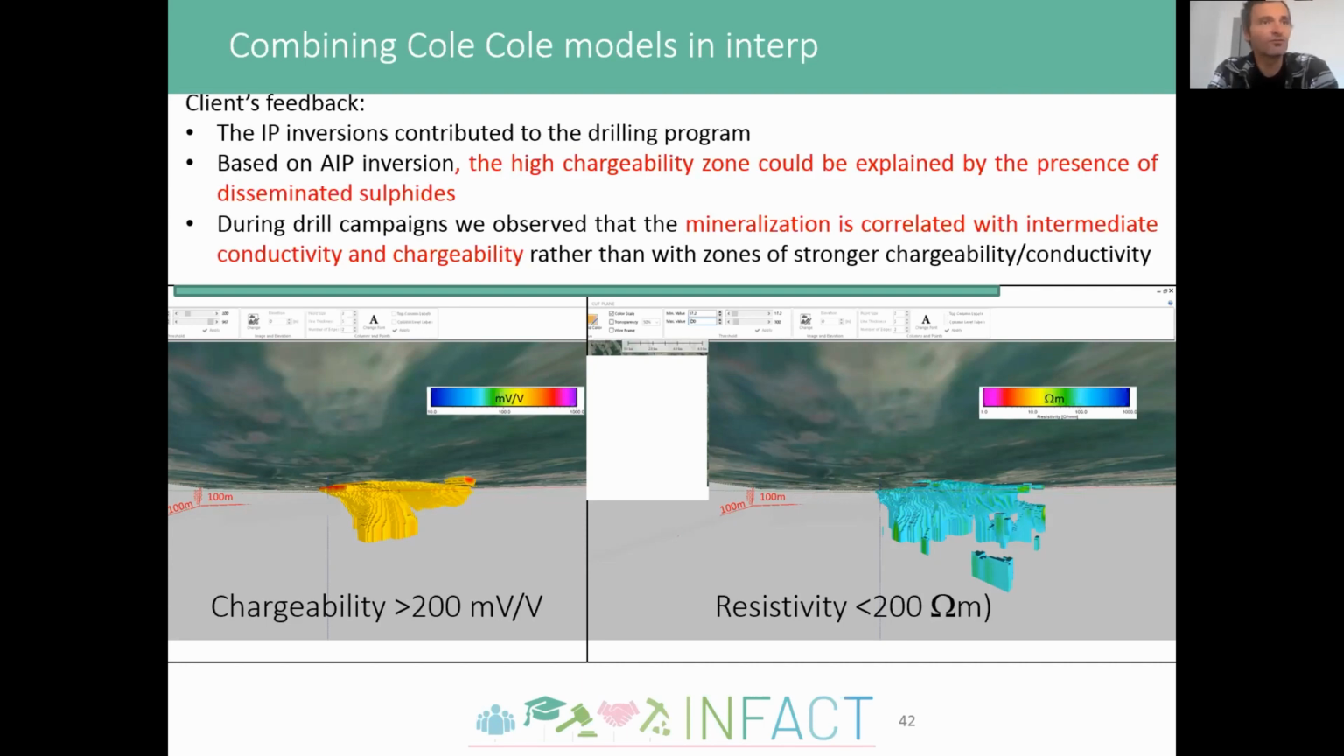Some feedback from the client is that the AIP inversion was actually useful for the drilling program, and high chargeability zones could be explained by the presence of massive sulfide. However, mineralization seems to correlate most with intermediate conductivity and chargeability rather than the maximum. And this may bring me back to the previous comment about what it is that airborne IP is actually measuring.